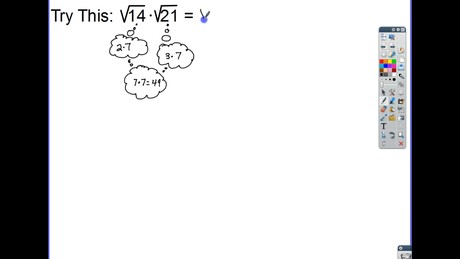So as we multiply these together, we get the square root of 294. Now, I don't know my 49 times tables, but I know that 49 is going to go into it because I had 7 in there twice. So I'm going to just divide in my calculator, 294 divided by 49, and it's going to show me that it's times 6, and of course the square root of 49 is 7. Simplified, we get the simplified answer is 7 square root of 6.